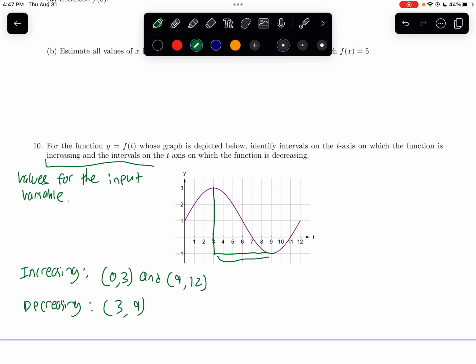Notice how this encapsulates the entire domain of the function, right? We go from 0 to 3, from 3 to 9, and then from 9 to 12. So we're going the full length of the domain, which is important. You want to make sure that you have all of them if you need to.